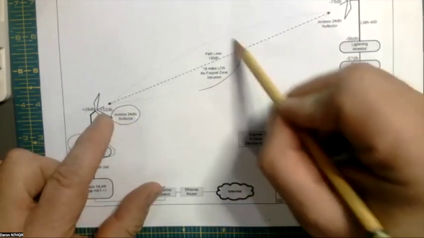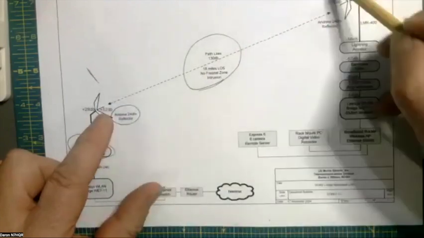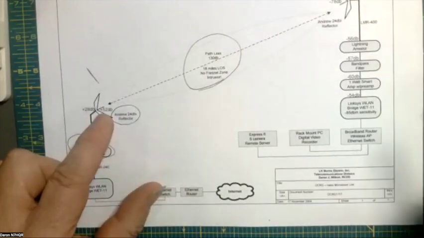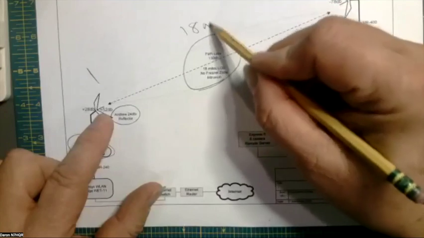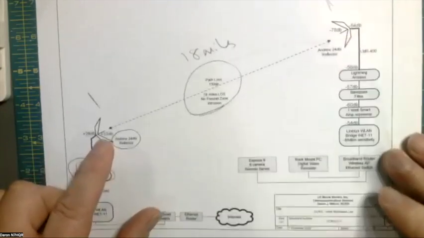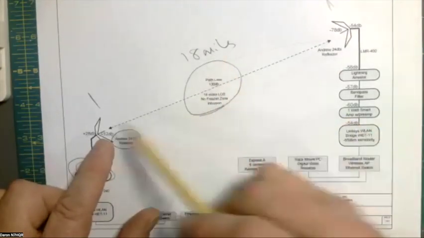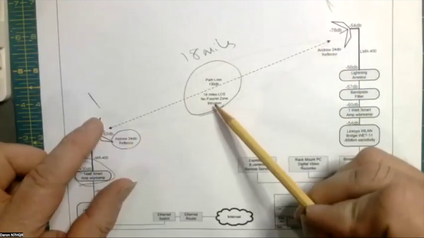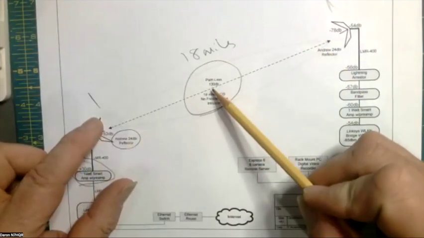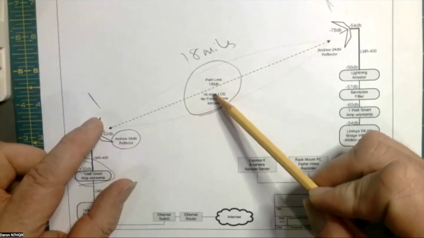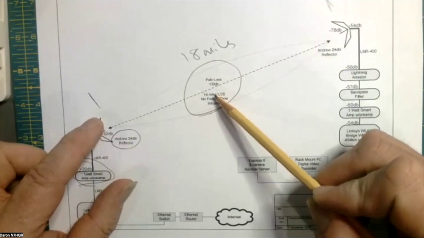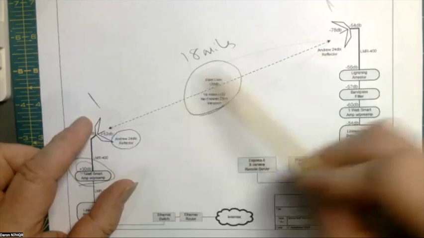The path loss, I think it's 18 miles. I can't quite see the top of your paper. Oh, sorry. There you go. 18 miles, I think, is the path. And that loss, right there, 18 miles, is 130 dB. That's a lot of signal we lose going out in free space for 18 miles.